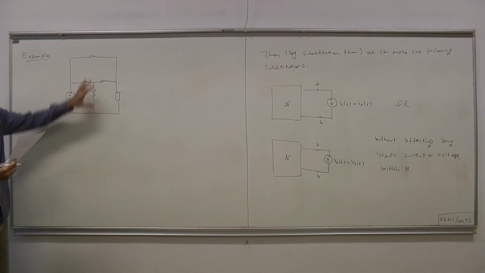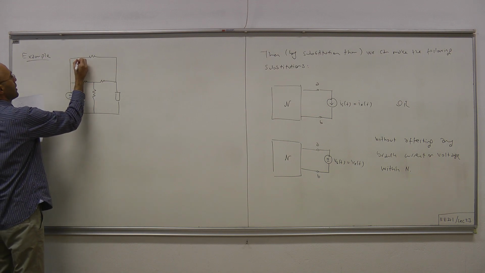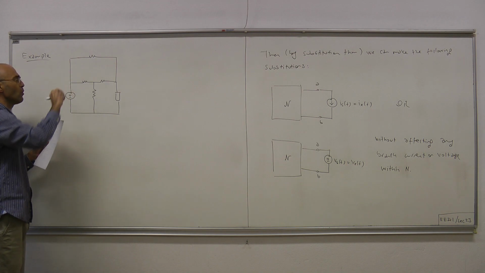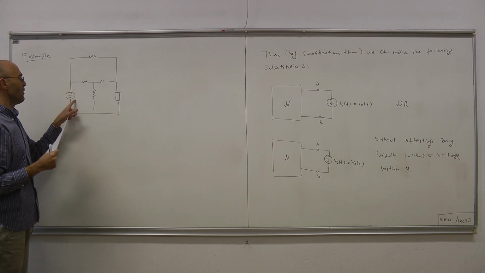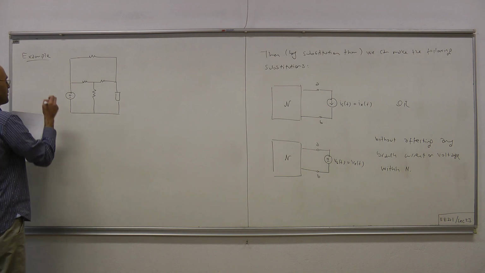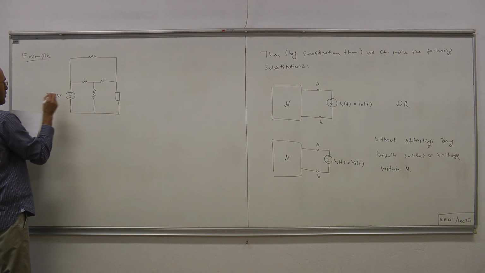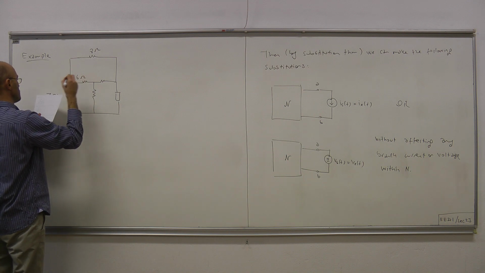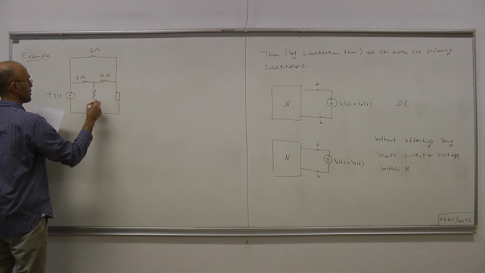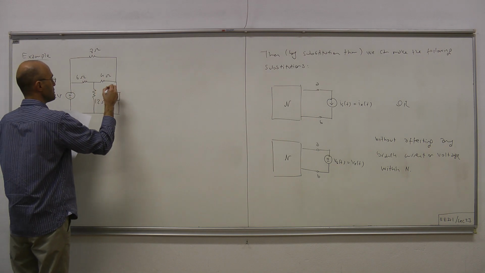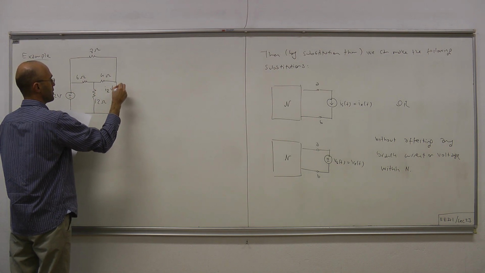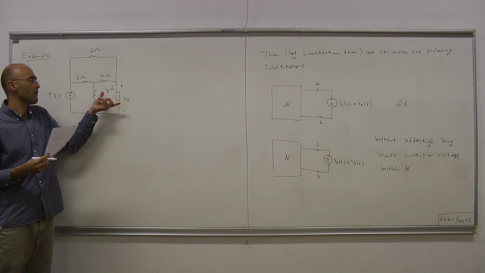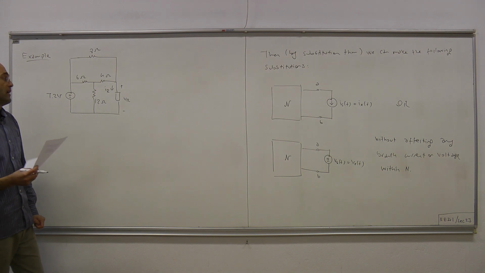This is our circuit. We have 4 LTI resistors and 1 nonlinear resistor, and the whole circuit is driven by a constant voltage source that provides 7.2 volts. The resistors are given to be 8 ohms, 6 ohms, 4 ohms, and 12 ohms, and this is our nonlinear resistor, whose current and voltage are denoted by I_R and V_R.